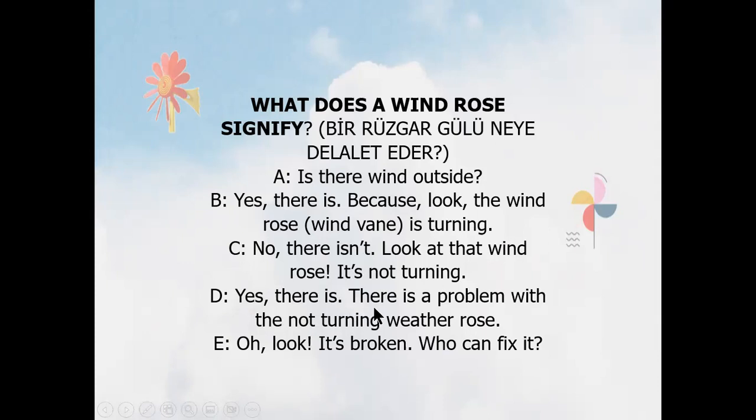Yes, there is. There is a problem with the not turning weather rose. This is the turning windrose, but the one on the left is the not turning weather vane. For example, sleeping child, running child, but not running child. Look at the child. Which child? The running child.